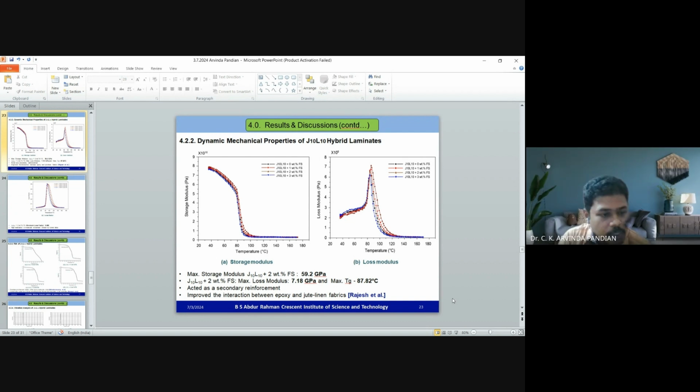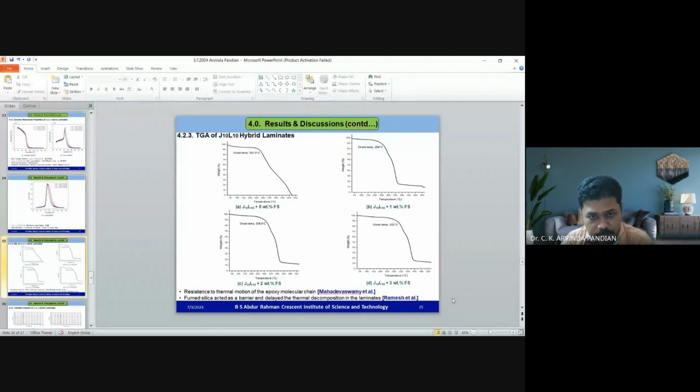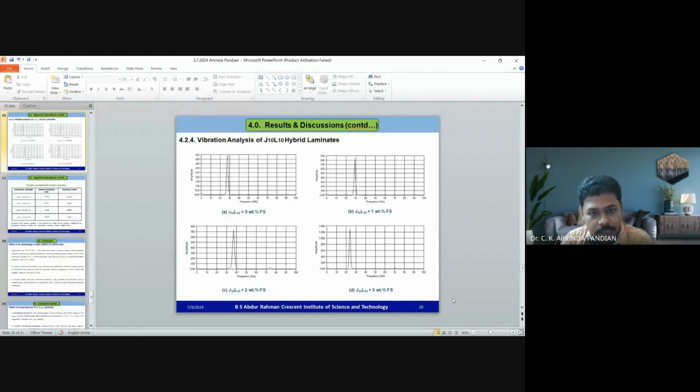Okay, ma'am. In DMA also, the storage modulus has given the maximum for J10L10 plus 2 weight percentage, in storage modulus and also in loss modulus. Coming to TGA for that hybrid laminate, again J10L10 plus 2 weight percentage has given the maximum thermal stability. So in vibration analysis also, J10L10 plus 2.